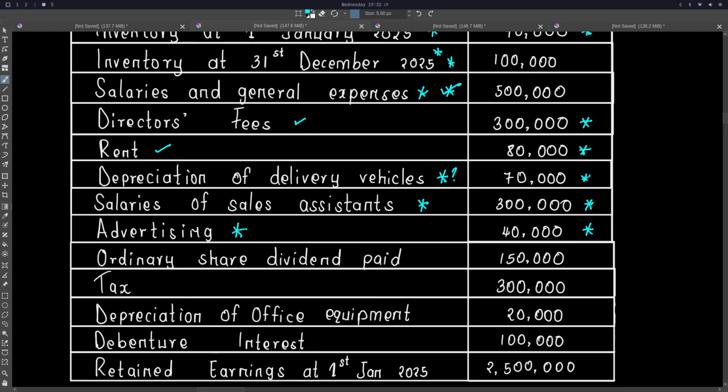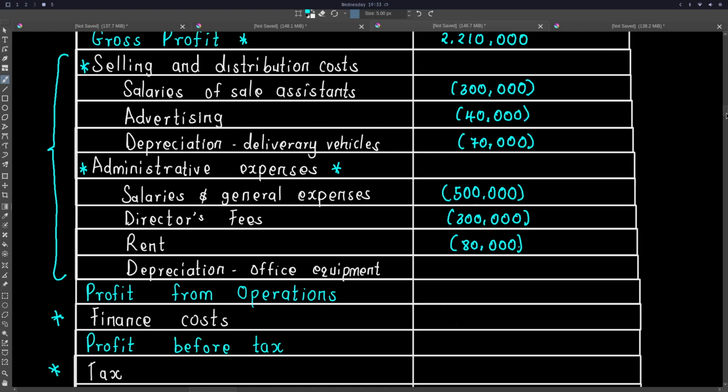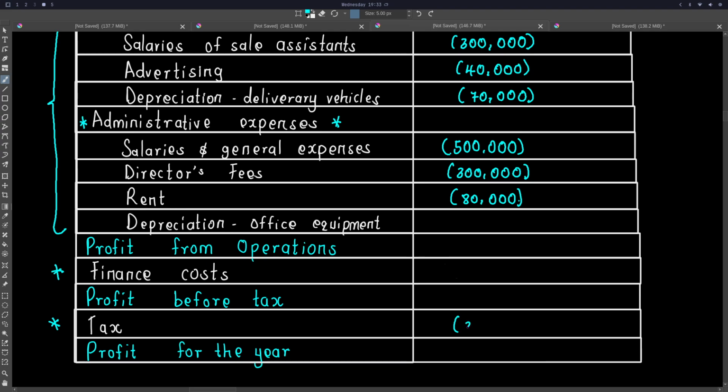We are told here ordinary share dividends. This is here to confuse anyone who doesn't know that the dividends should not be anywhere near the statement of profit or loss. You will find it in the statement of changes in equity, but you're not supposed to deal with it when you're preparing the statement of profit or loss. Okay, then we have tax. Tax, we have 300,000. We just indicate it here, but remember, it is usually deducted after.